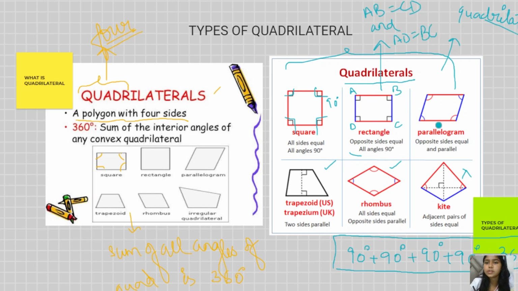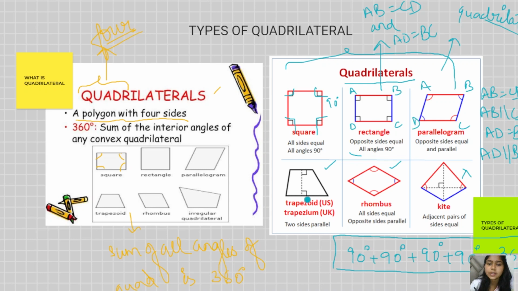Now this is a parallelogram. In the case of a parallelogram, the opposite angles are equal, the opposite sides are equal, and the opposite sides are parallel also. Okay, so we can say that AB is equal to CD and AB is also parallel to CD. Similarly, AD is equal to BC and AD is also parallel to BC. You can just name it as ABCD like that only.